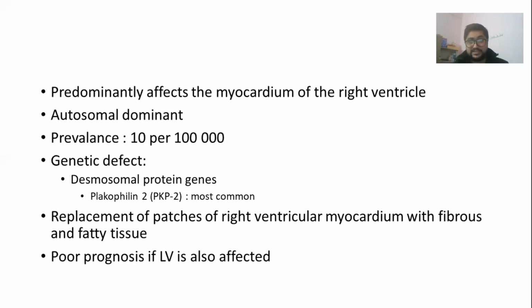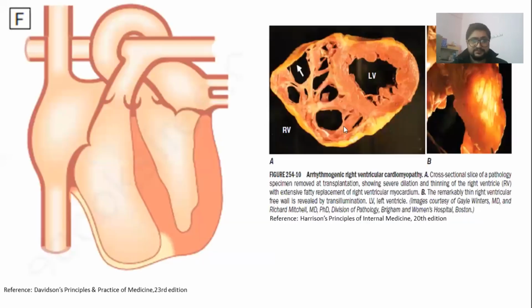In this condition, there is replacement of patches of right ventricular myocardium with fibrous and fatty tissue. As you can see in this picture, this is a cross-section slide of a pathology specimen showing thinning of the right ventricular tissue and the fibrous tissue. And in this picture, by transillumination. So in this condition, the pathology is mostly confined to the right ventricle. However, if the left ventricle is also affected, the prognosis is not good.